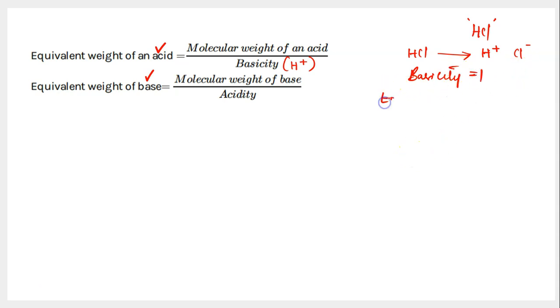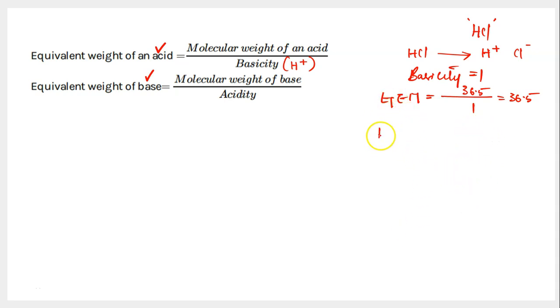So now how to calculate gram equivalent mass of HCl then? Since it is an acid, you have to take molar mass of HCl in the numerator, 36.5, divided by basicity, which is equal to 1. The answer is 36.5. So the gram equivalent mass of HCl is equal to 36.5, right? So now let's take one more example to have things understood better.